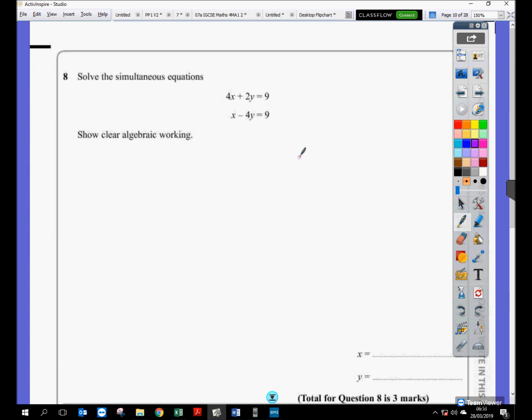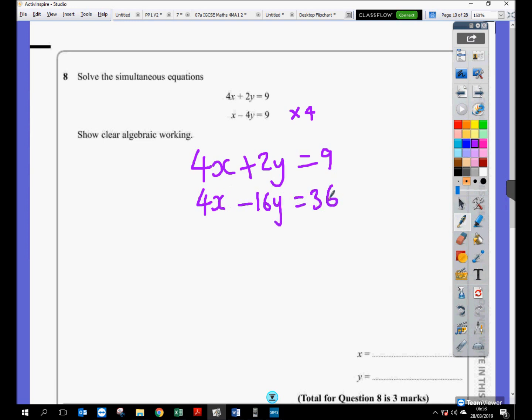Next question. Solve these simultaneous equations. We need the same number of x's or the same number of y's. Okay, we can multiply the second equation by 4, and we end up with the same number of x's. Okay, so just copy down the equations. You have 4x plus 2y equals 9. When you multiply the second equation by 4, you get 4x minus 16y equals 36.